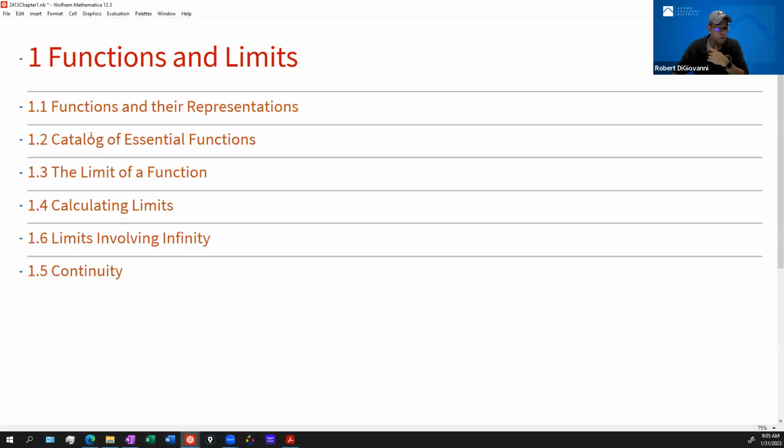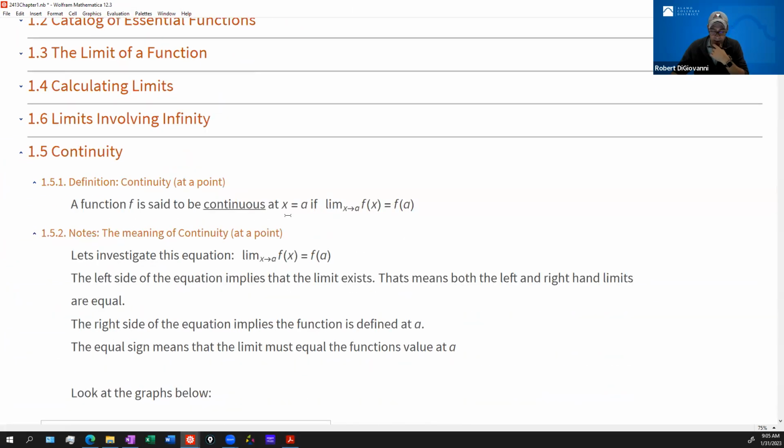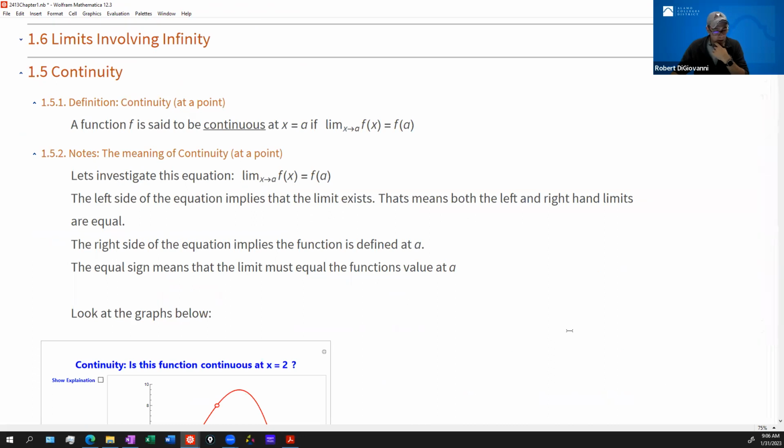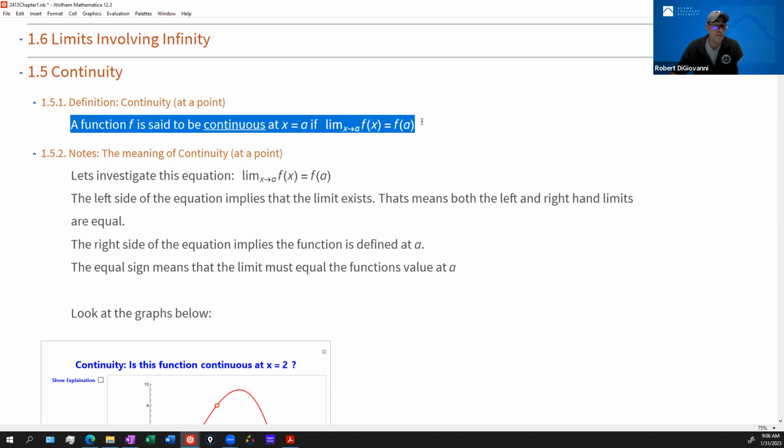Here we go. Okay, so we're going to cover 1.5. That'll finish up chapter 1, and then, like I said, we'll start chapter 2 next time. All right. So when it comes to this idea of continuity, it's a very, very simple definition. The definition is right here. And when you read it, there's not much here. But understanding what it's saying is important.